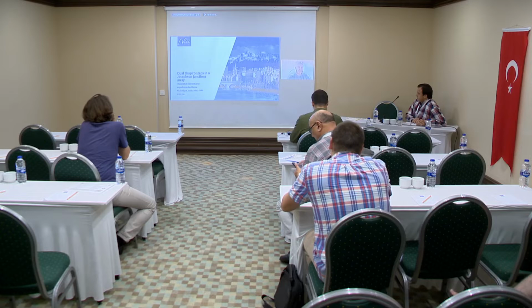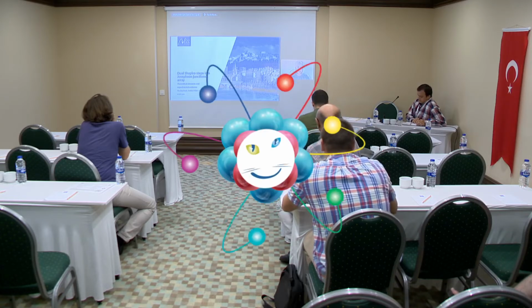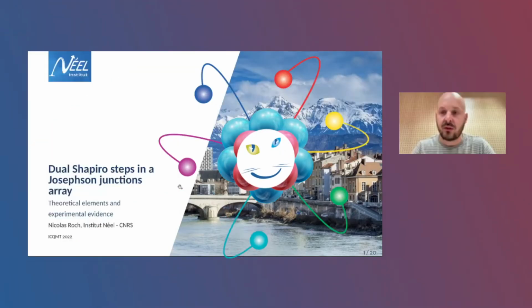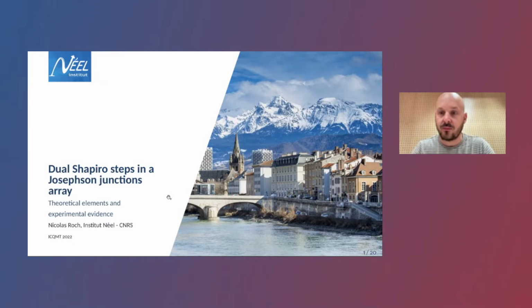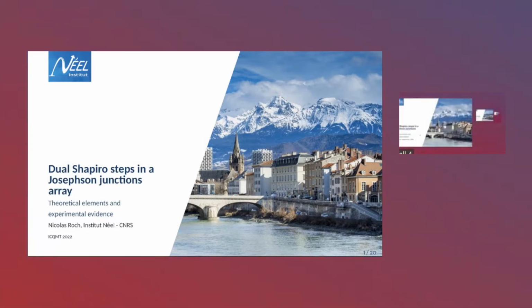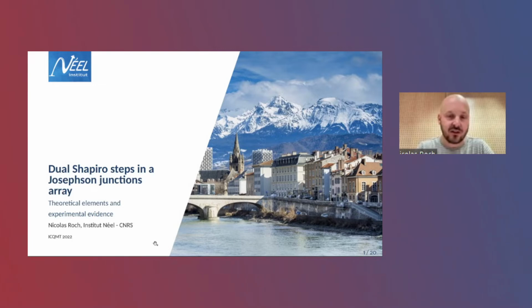So my name is Nicolas, and I work in Grenoble. By the way, do you see my pointer? Okay, yes, good. So today I will not discuss mountains or snow. I will speak about our recent observation of dual Shapiro steps in a Josephson junction array.